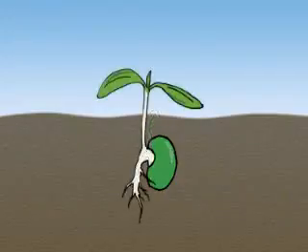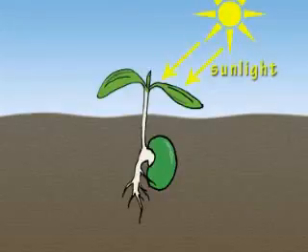Only after the leaves have developed does the young plant begin to make its own food by photosynthesis.